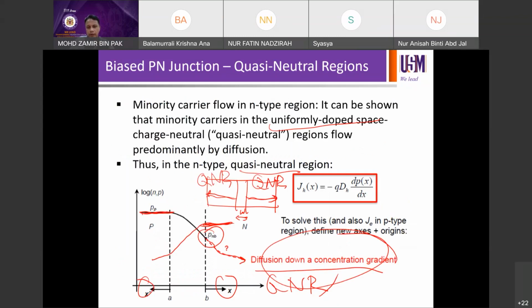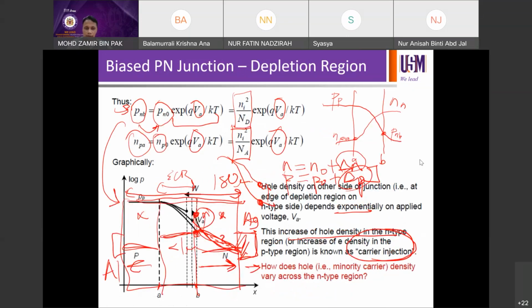Do you understand how we get the minority carriers under biasing condition in comparison to the thermal equilibrium condition? How do the minority carriers increase in comparison to the thermal equilibrium condition on both sides? Okay, so let me ask a question before I proceed, so that I can make sure that everyone understands.